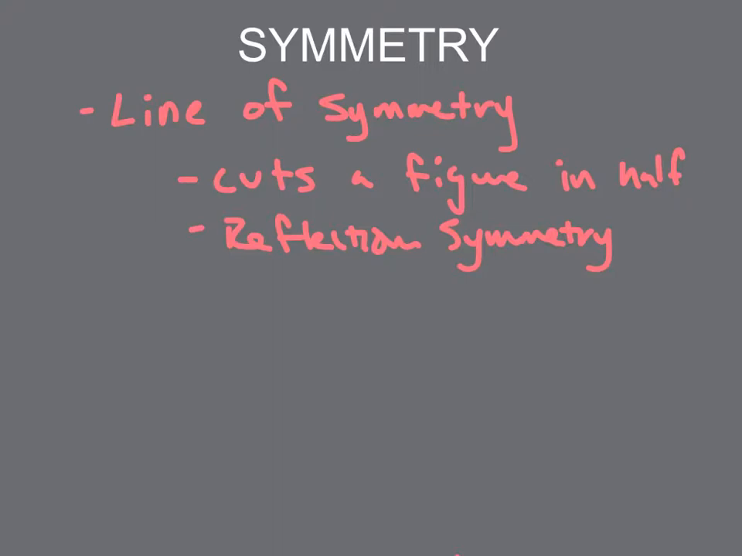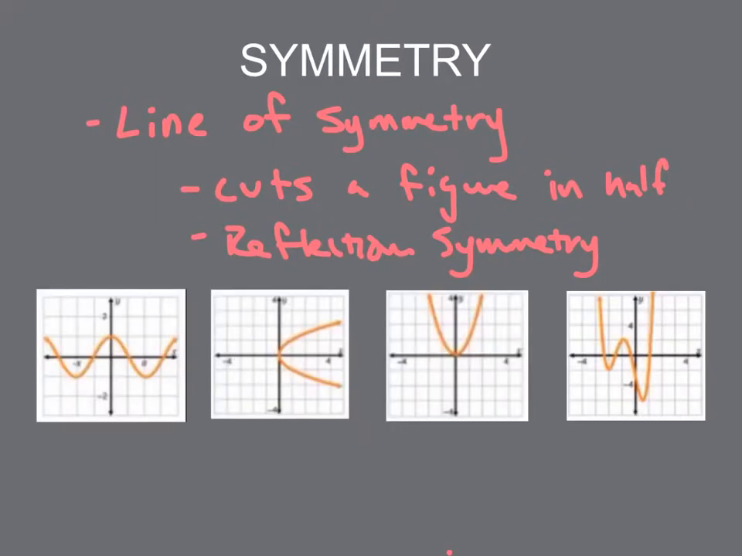So let's look at a couple of examples. As I look at these four graphs here, what I want to identify is where we have a line of symmetry. Let's look at this first graph. If I were to draw a line down the center of that graph, then this graph is symmetric across the y-axis. It's like a mirrored image. If I take this and mirror it over, it'll go on top of this piece.